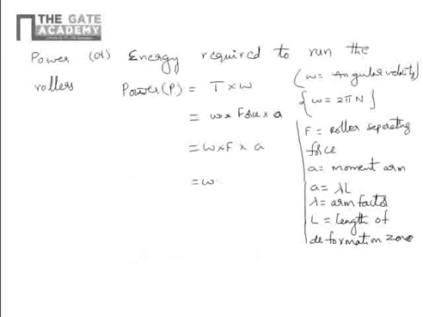So omega into force into A is nothing but lambda L. If you remember, L equals root R delta H, the length of the deformation zone. So power equals omega, which is 2 pi n, into force. You can write force as P max, the pressure, into area, which is the projected area, into lambda L.